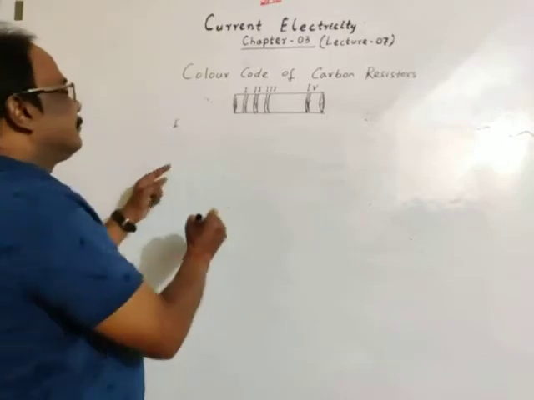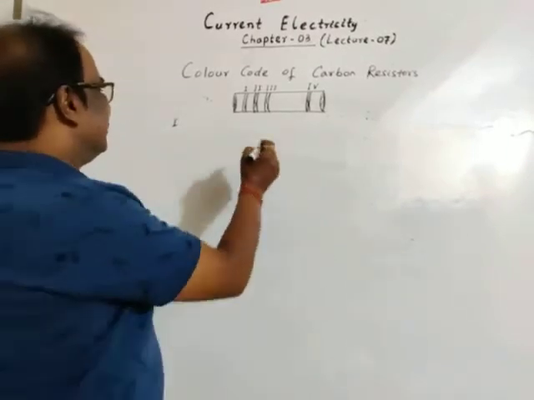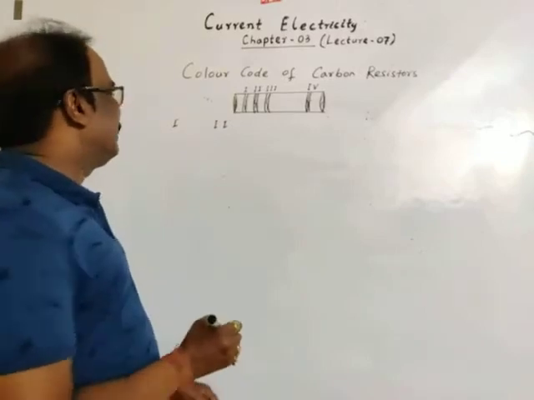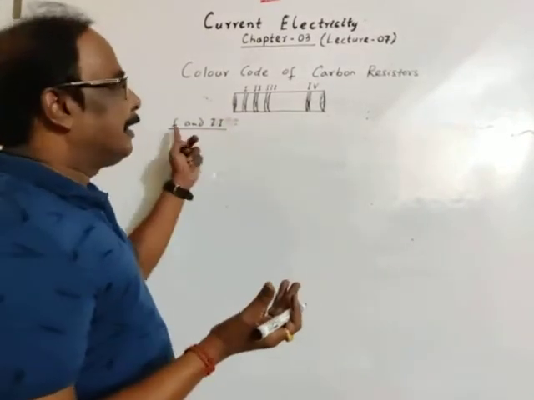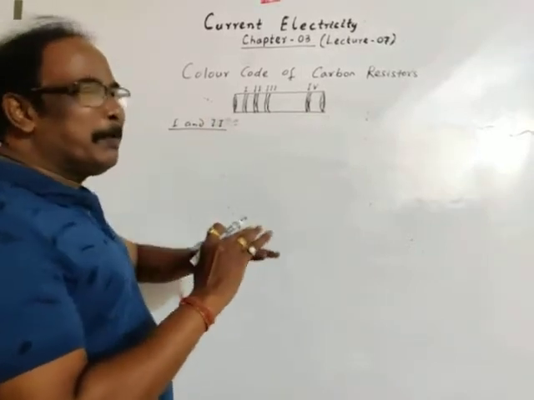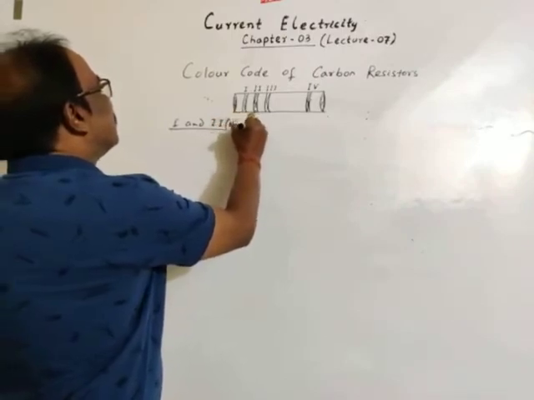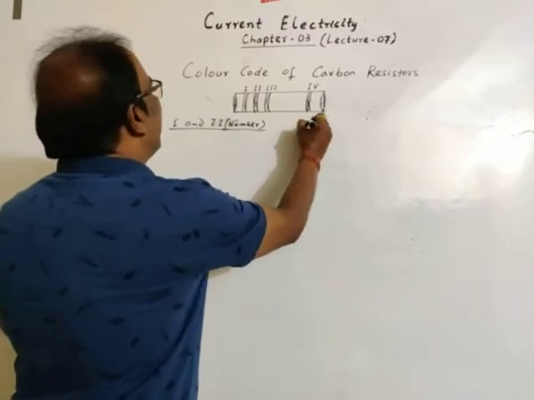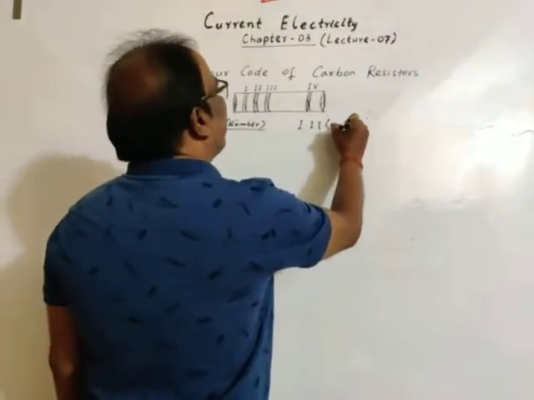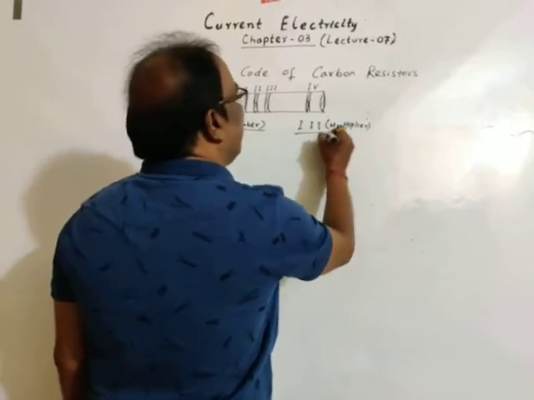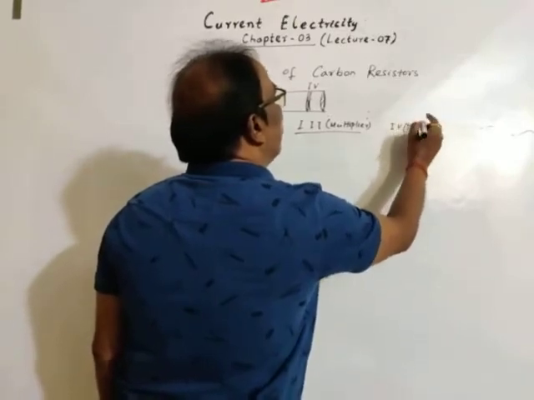Band one, what does band one give? Magnitude of resistance, or number. Second band too. First and second give us magnitude of resistance in accordance with significant figures, or we may say this is the number. Then about the third band. Third band gives order of magnitude, or we may say multiplier. Then the fourth band gives tolerance.